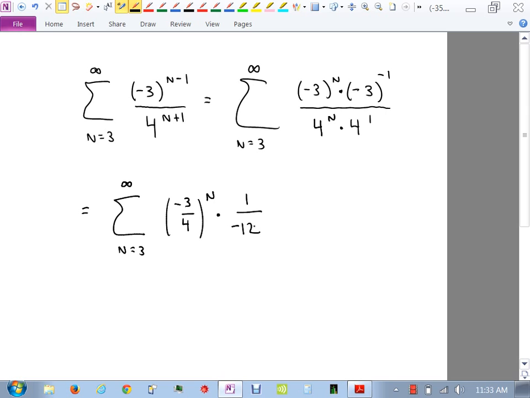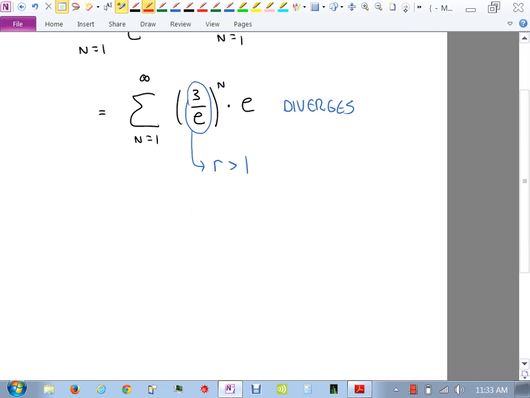Now, I need to figure out if this converges or diverges, so I look at what's inside here. That's my r, right? The absolute value of it is less than 1. So this will converge. But it must look like the formula. The formula that I have, two to choose from. I have one formula where was it? Let's go back and look at these.